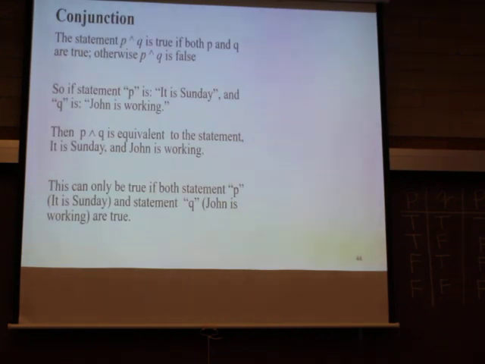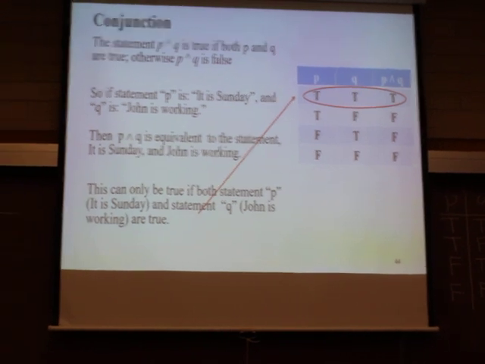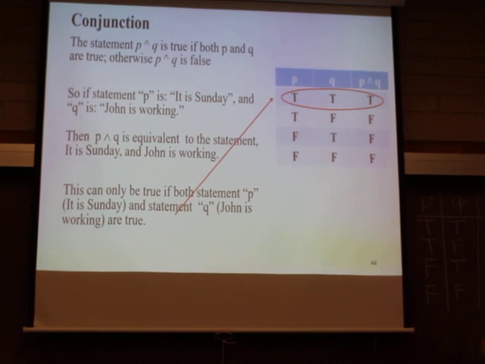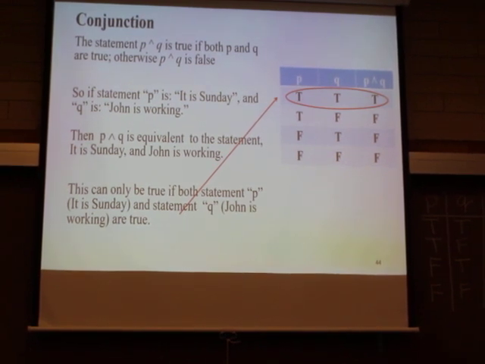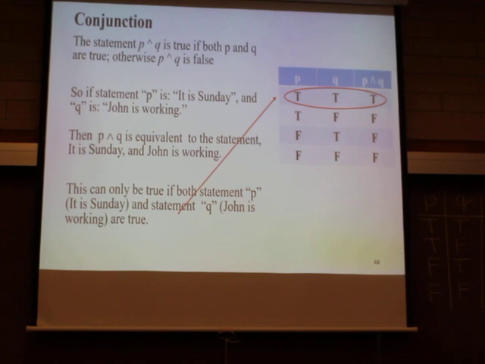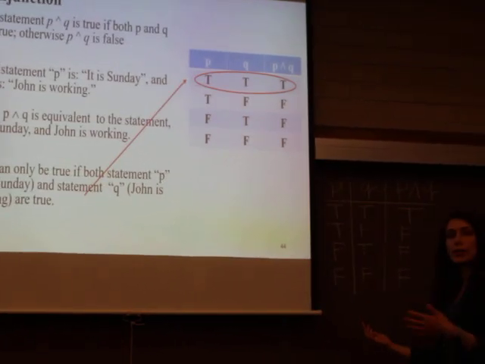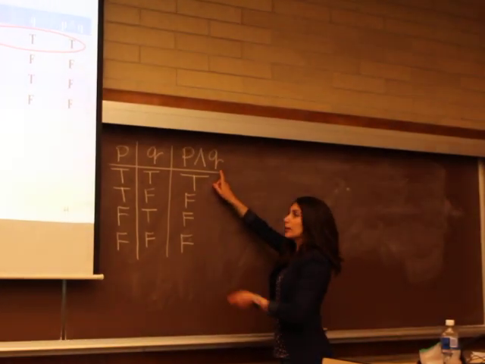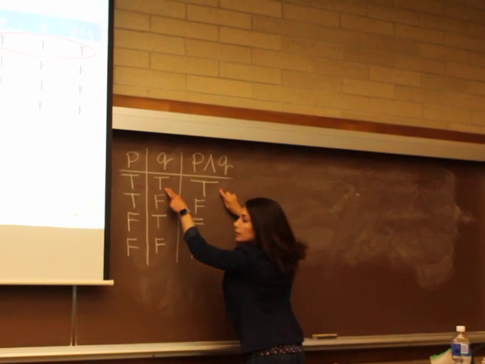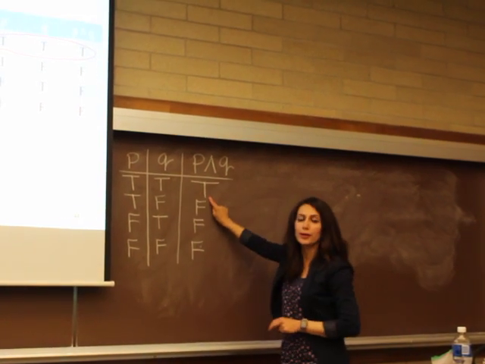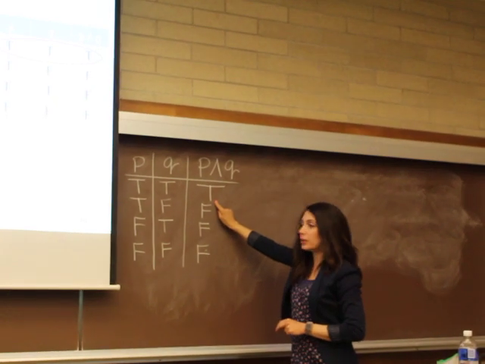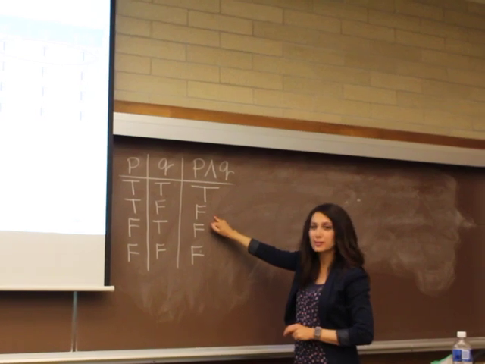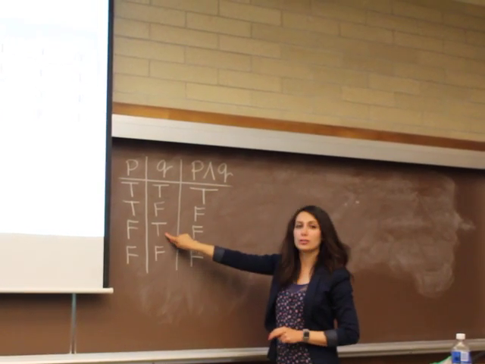So, what does it mean? P and Q is true if both P and Q are true, otherwise it's false. Well, let's say P is "it's sunny" and Q is "John is working," right? "It's sunny and John is working" is P and Q. If "it's sunny" is true and "John is working" is true, then "it's sunny and John is working" is true, right? But if it's sunny, but John is not working, then it's false. If it's not sunny and John is working, it's false.